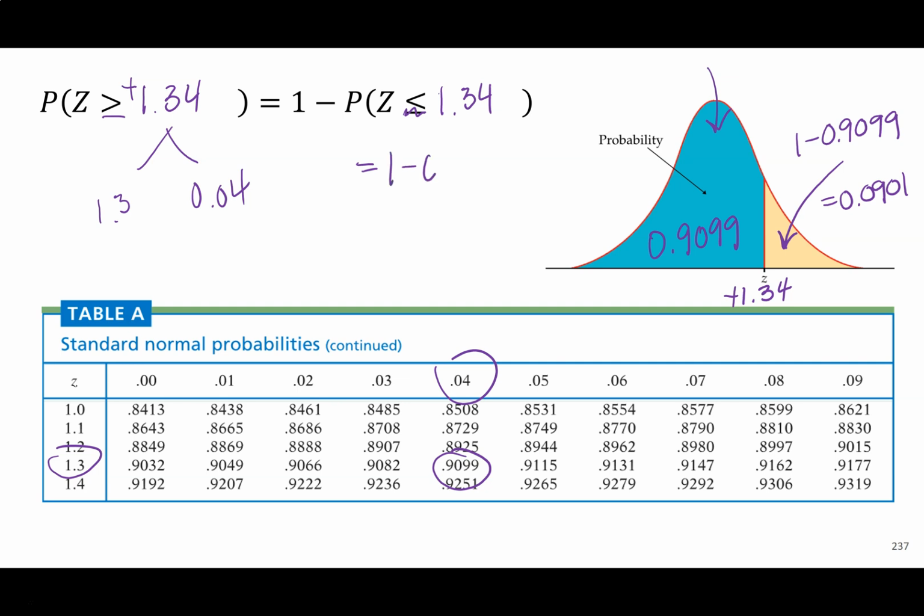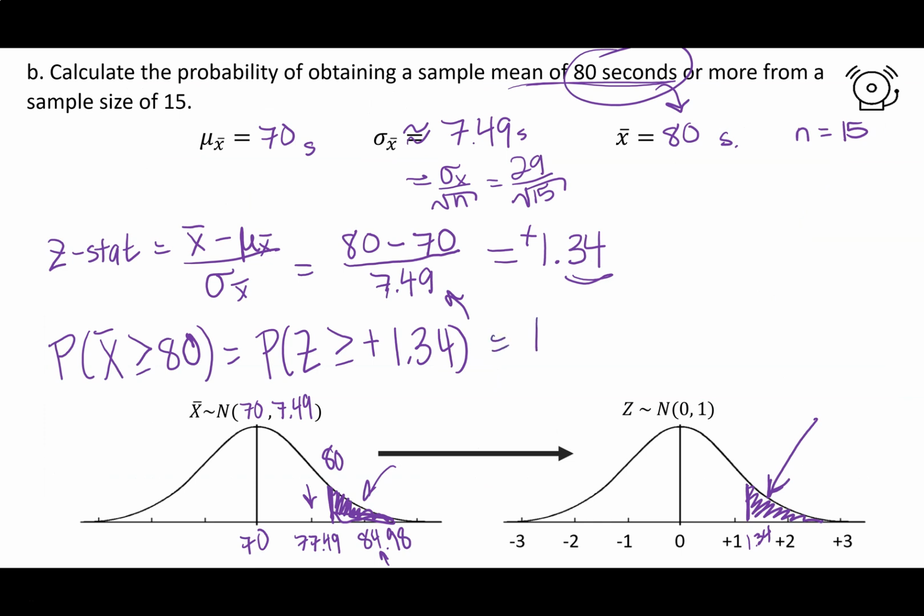So 1 minus 0.9099 is equal to 0.0901. So what this is getting at is if I were to take a random sample of 15 buzzer times from this population, the probability that I would get a sample mean of 80 seconds or more from a sample of 15, that happens about 9% of the time, a little over 9%.